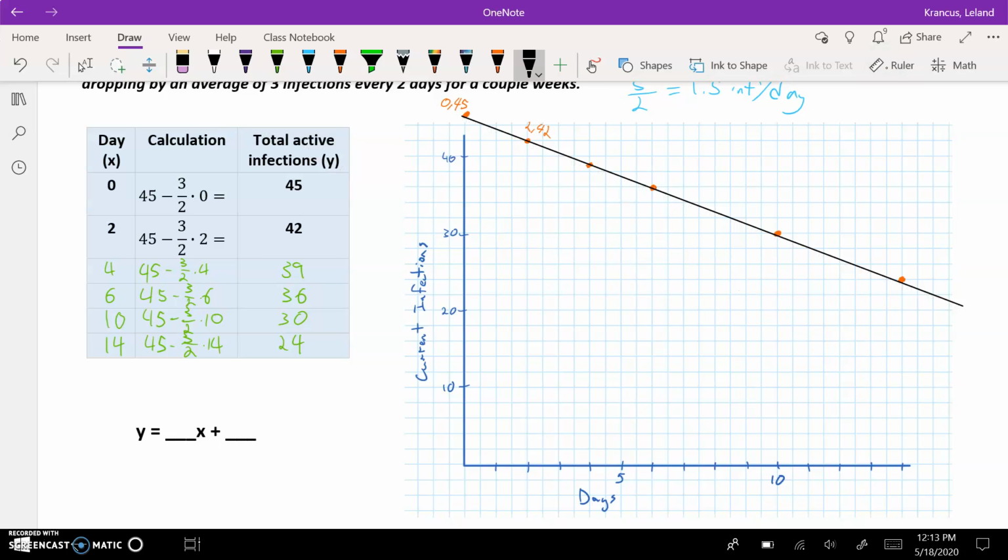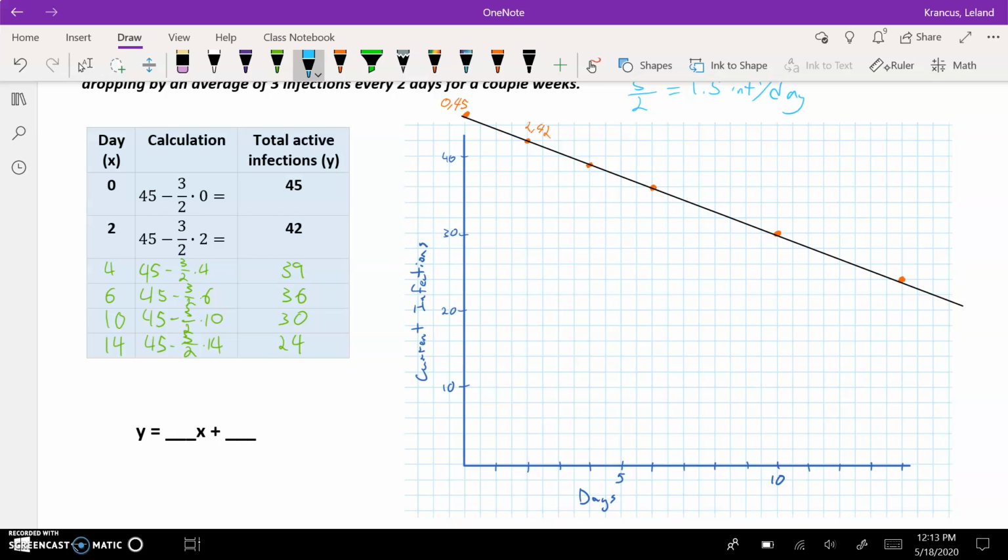Just like that. And again, like before, remember, I only have data for days 0, 2, 4, 6, 10, and 14. Those are just the points that I picked. Remember, once you graph those points, all the points on this line are XY values that make the equation true, or they fit that pattern of starting at 45 and going down by 3 infections every 2 days.